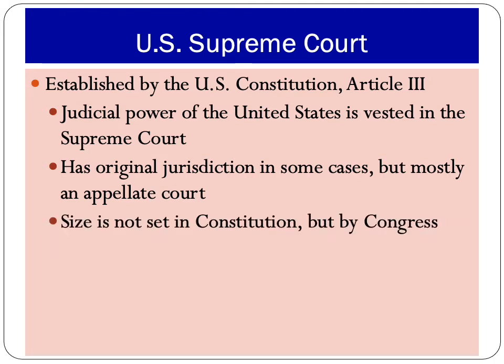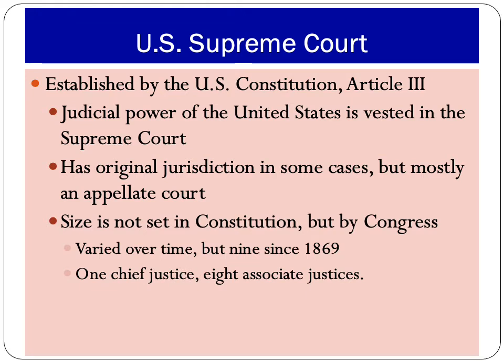The number of justices on the Supreme Court is not in the Constitution, but that power is given to Congress. And it has varied over time. But since 1869, it has been set at 9. However, and this has been in the news recently, if Congress wanted to increase or decrease the number of Supreme Court justices, it has the constitutional authority to do that. There's one Chief Justice and 8 Associate Justices.